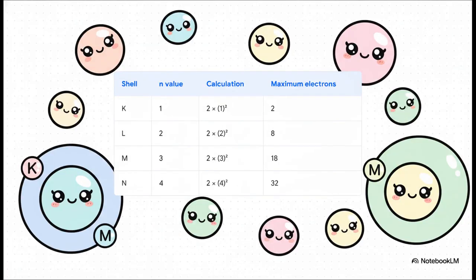And here, look at this. This table just lays it all out perfectly. You can see it all lined up. The shell, the n value, the simple calculation, and that final number. 2, then 8, then 18, then 32. It's just this perfect, predictable pattern, all thanks to that one little rule, 2n².